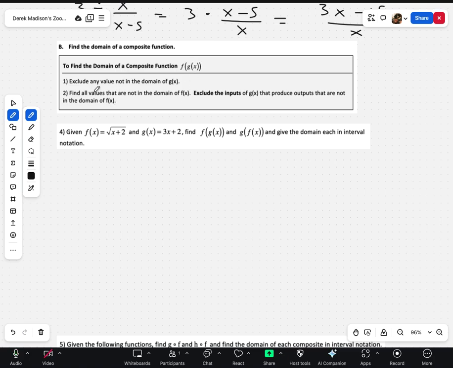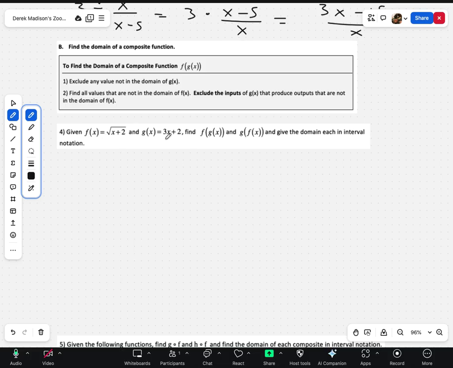And then this next sentence is a little tricky. We'll see it come up on one of the later problems. But find all values that are not in the domain of the outside function f. And then I can't put things into g that make that excluded value of f. So for instance, let's say the function f of x is 1 over x, and x can't be 0. I can't put something into the inside function g that makes it come out 0, because then it will mess up the outside function. So I'll show that with some examples here.